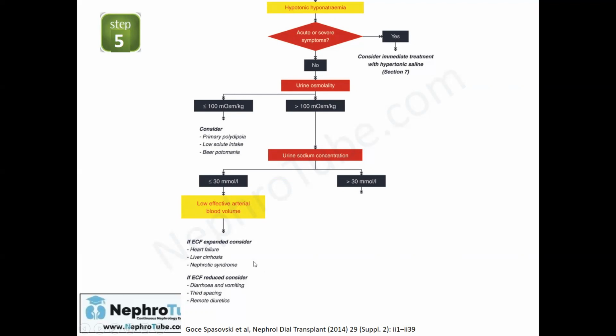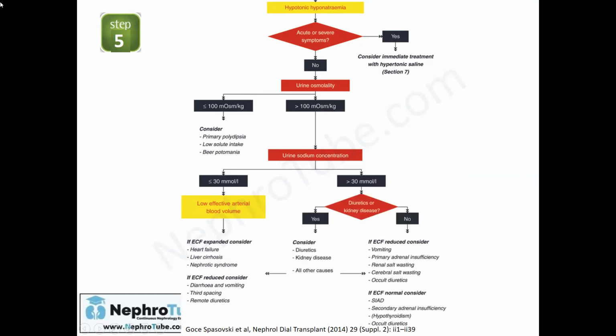And also, you will find the same shape if the patient had diarrhea, vomiting, third spacing, or remote diuretics. Remote diuretics use means the use of diuretics since a long time ago, and the patient stopped it, but its effect is still present. In these patients, you will find them with a reduced extracellular fluid volume and dehydrated.